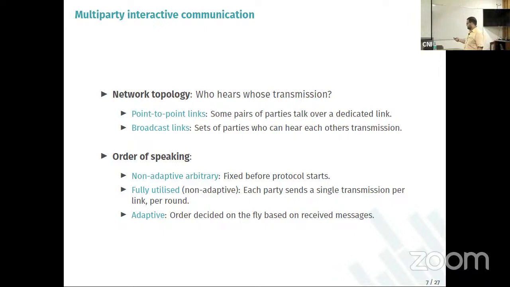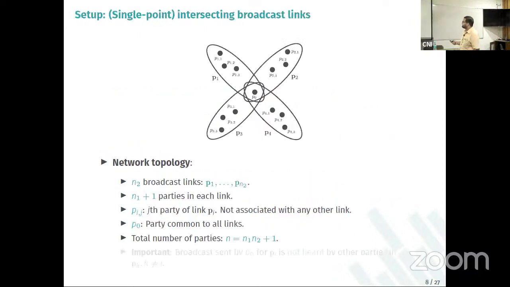So in this talk, as the title suggested, we're going to look at networks of broadcast links, and we're only going to consider the order of speaking being fully utilized. That is, per round, every party sends one and only one transmission along each link it is connected to. So let us now look at the specific network topology that we are going to study. It's called single point intersecting broadcast links.